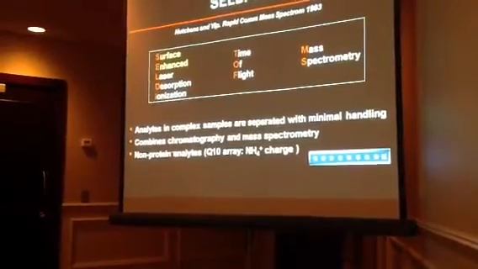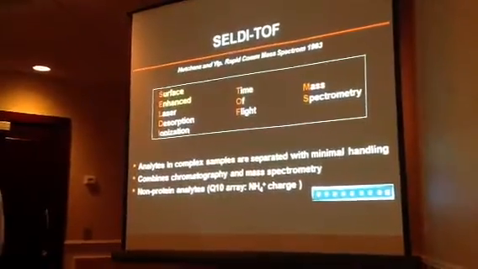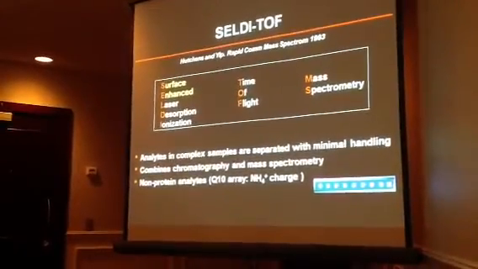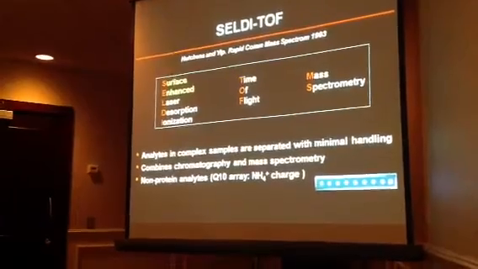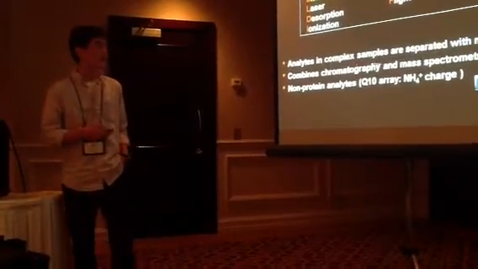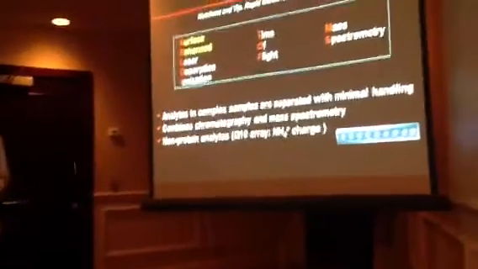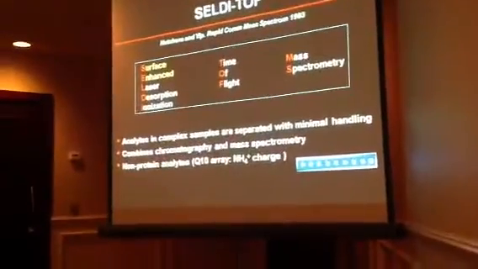So it combines chromatography and mass spectrometry, and the key thing here is that it's rapid. Whereas data could have taken 2 days to obtain with HPLC, you can obtain it in 1 hour with this technique. We were one of the only groups that decided to use non-protein analytes with this technology. Therefore, we decided to use a Q10 array, which is positively charged, to attract the negatively charged DNA phosphates.